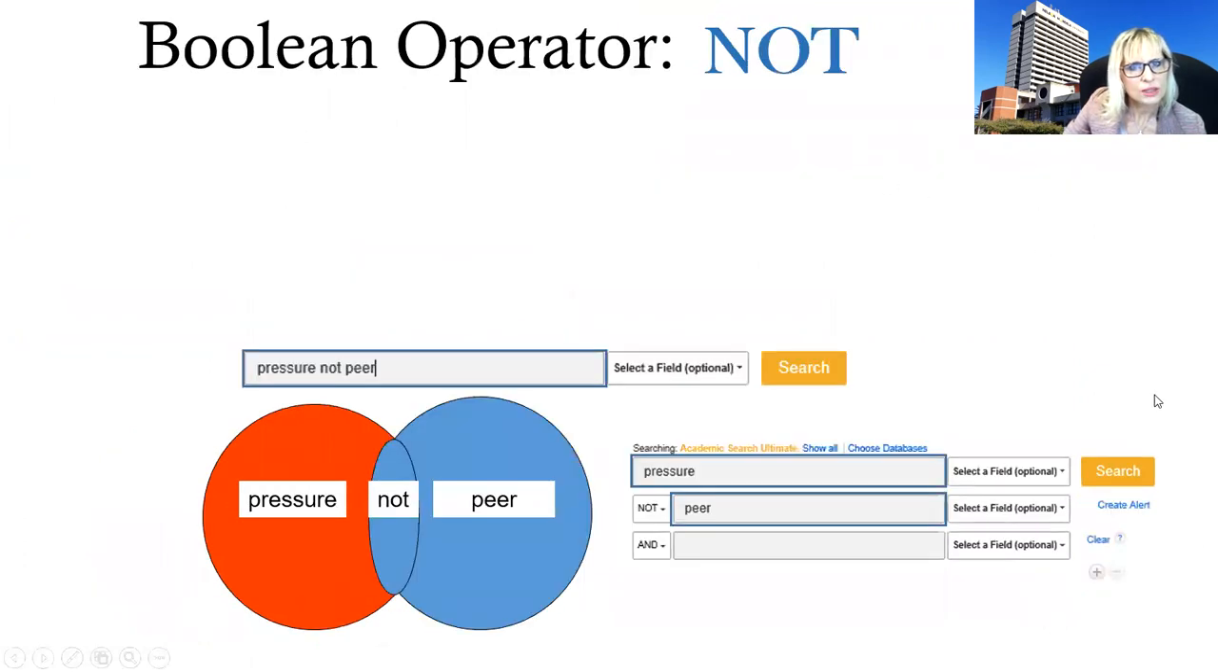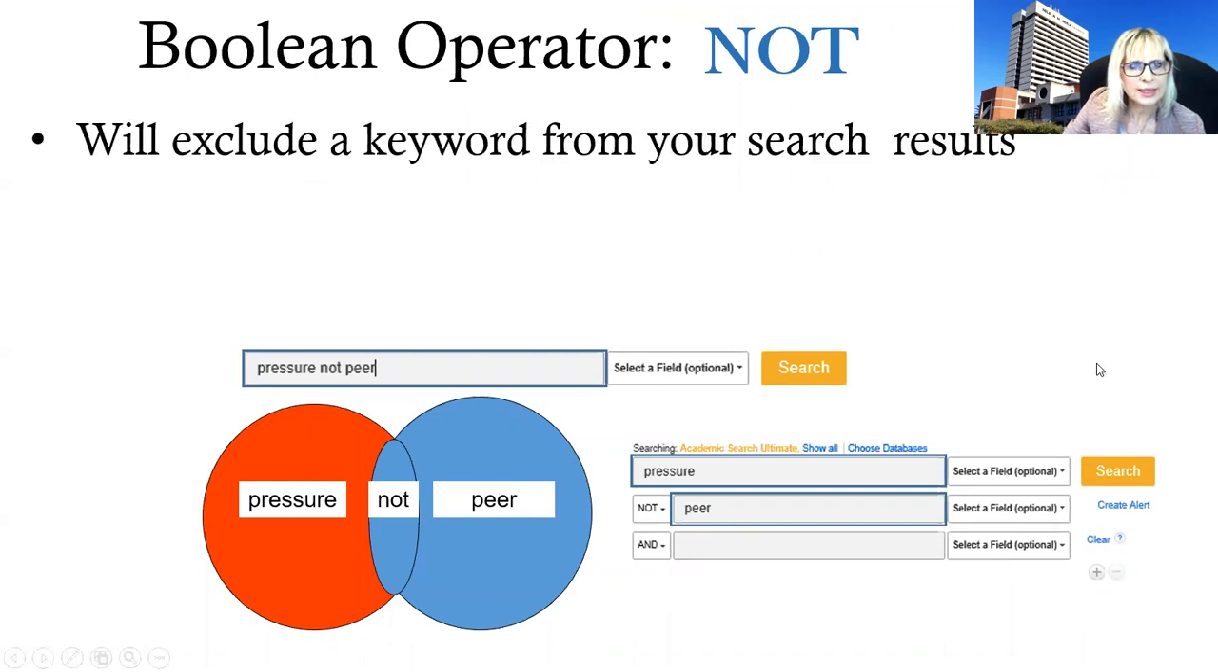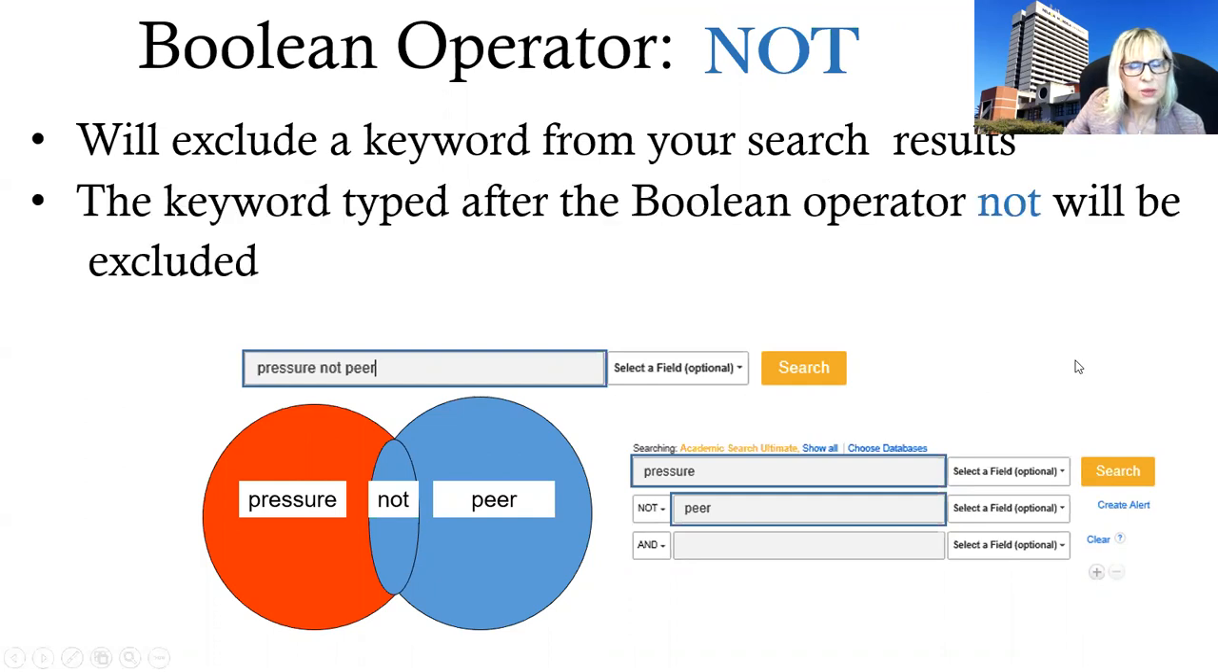The Boolean operator not will exclude the keyword from your search results. The keyword typed after the not will be excluded. So in this example, peer will be excluded from any search results. We are looking for pressure, not peer pressure.